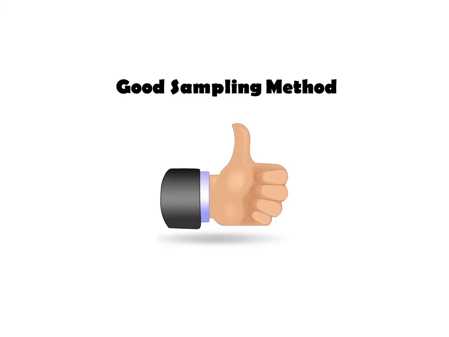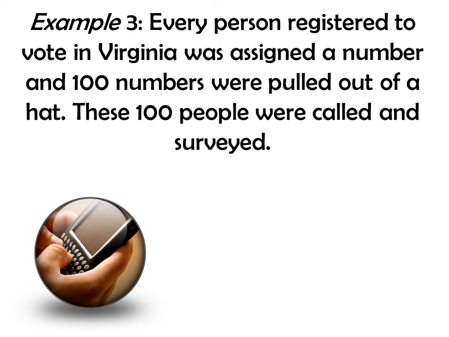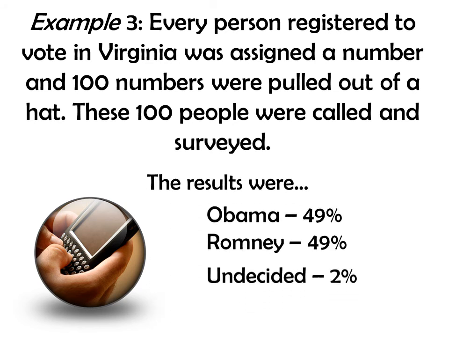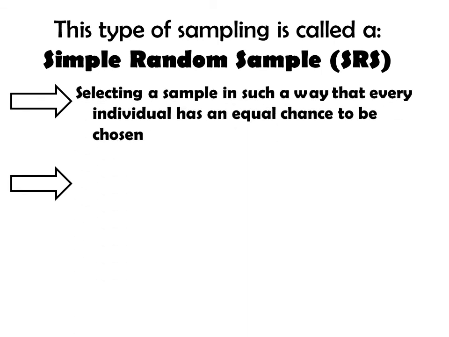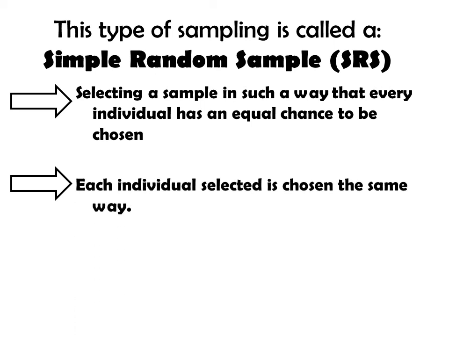So here's a good sampling method. Every person registered to vote in Virginia was assigned a number, and 100 numbers were pulled out of a hat. These 100 people were called and surveyed. The results were as follows. This type of sampling is called a simple random sample, an SRS. The keyword here is that it is random. This selects a sample in a way that every individual has an equal chance to be chosen. Each individual selected is chosen the same way.